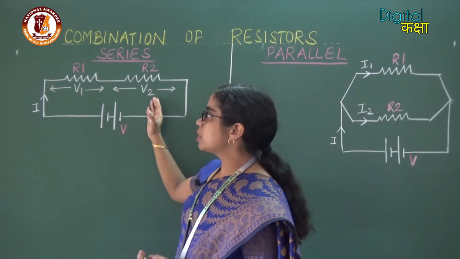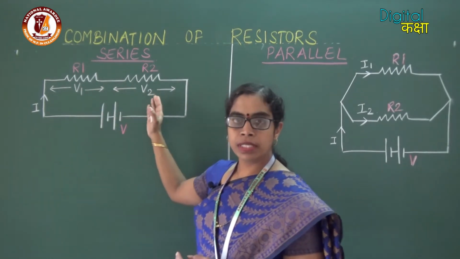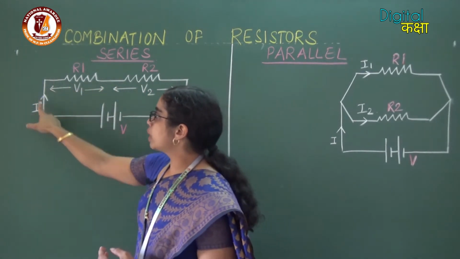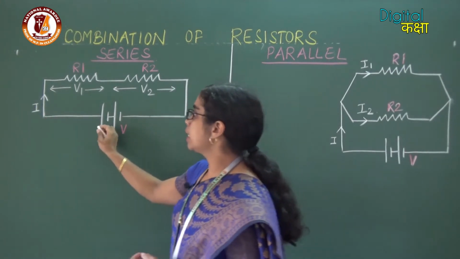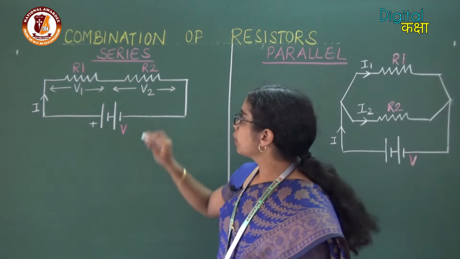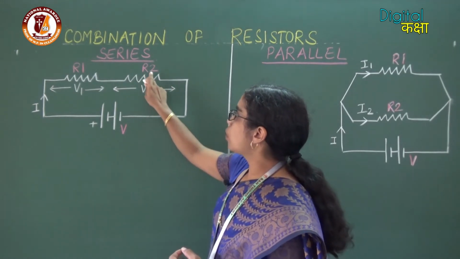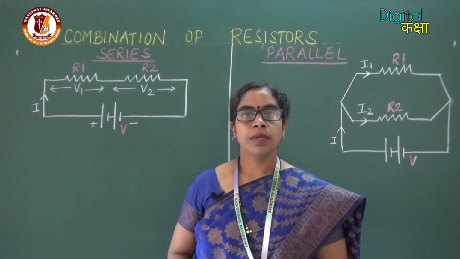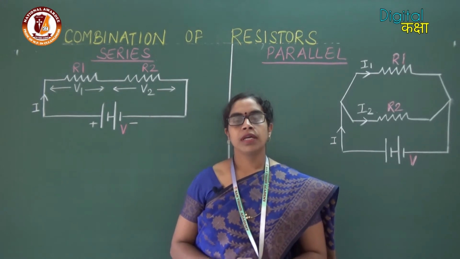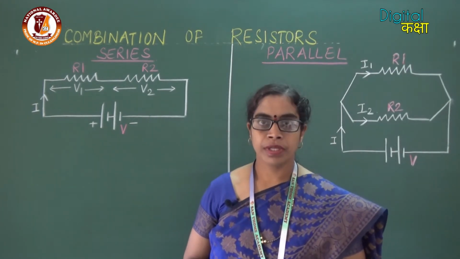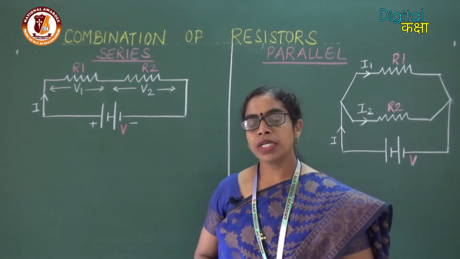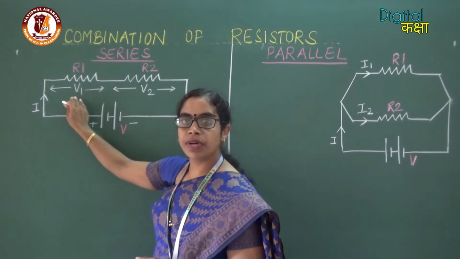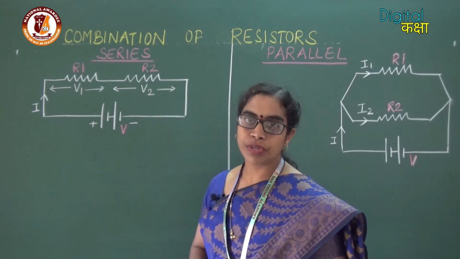Here the given resistors, which are 2 in number in this circuit diagram, are connected end to end. This end of the resistor of resistance R1 is connected to the positive terminal of the battery, and this end of the resistor of resistance R2 is connected to the negative terminal of the battery. The potential difference provided to the circuit through this battery is V. In the series combination, the potential difference gets divided, and that is why the potential difference for R1 is V1 and for R2 it is V2.